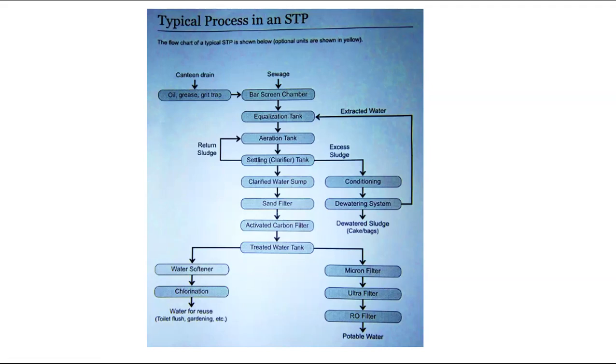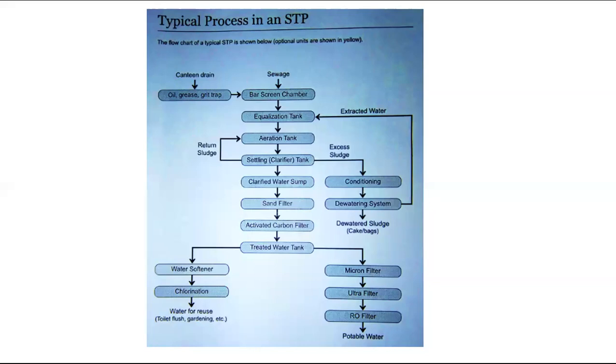In this bar screen chamber, you will remove the solid particles, foreign particles, some plastic material, polythene covers, paper, and other particles. Everything you have to remove. If you see in the sewage, everything will go. Public drainage, everything will go. Polythene covers, water bottles, soda bottles, beer bottles, everything will be there in the sewage. Those things they have to remove first.